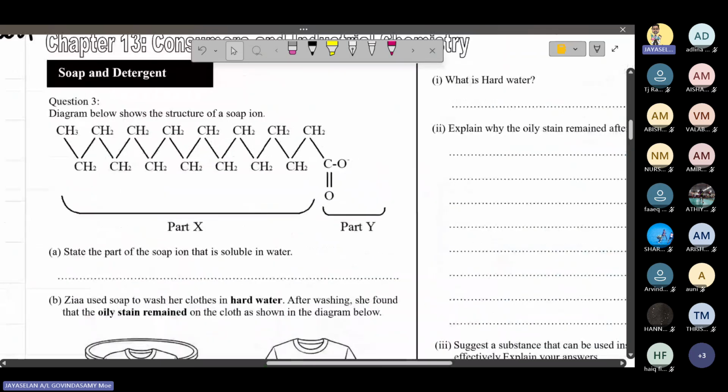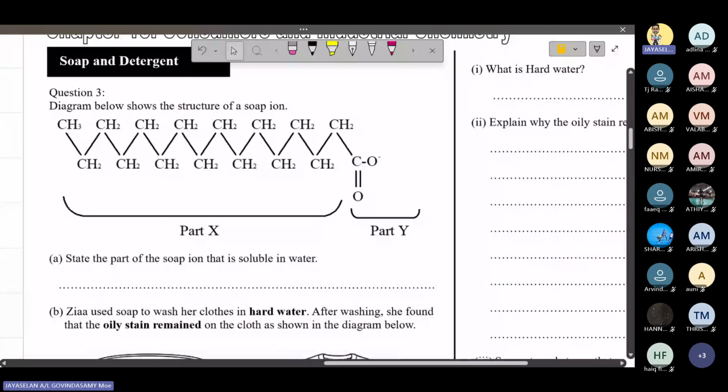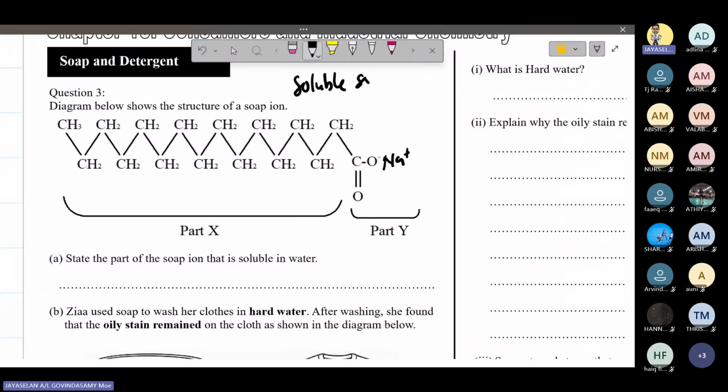When they give you the structure, once you see the structure, why do I remove the sodium ion? Because this is a soluble salt. When you put it in water, it dissociates, and the head has a negative symbol. So this is called the anion of soap. When you describe the cleaning action of soap, you must use the anion of soap.